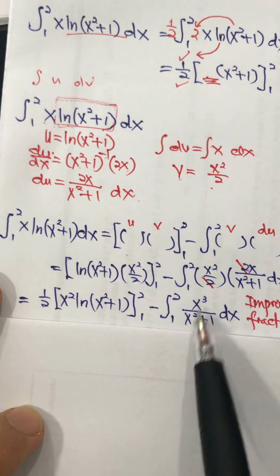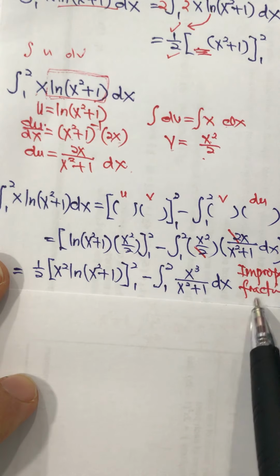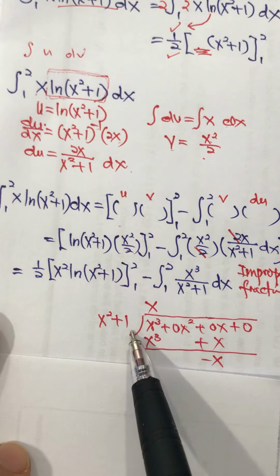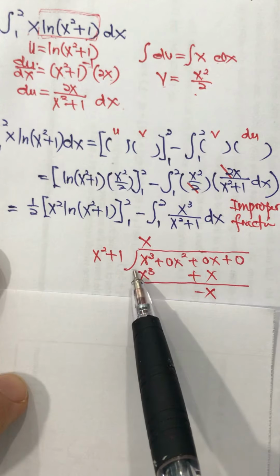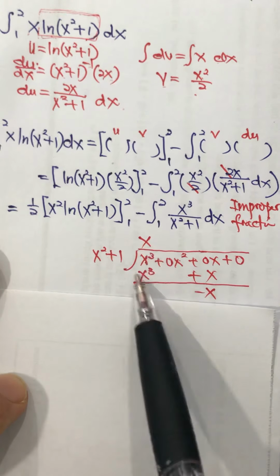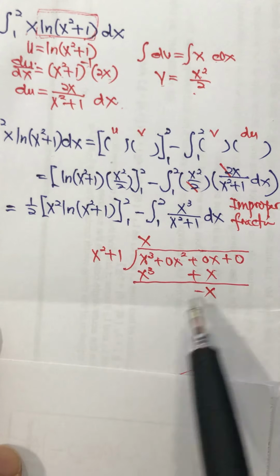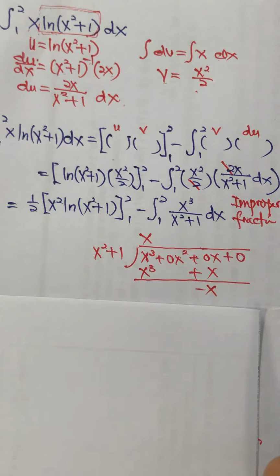Okay, when you come to this, it is a fraction. Remember, fraction we must always change to proper fraction. This is improper. So how to change to proper fraction? You have to do the long division like this. Okay, so you do long division, you get x cubed, then plus x. So 0, you get negative. So after that, you will get something like this.